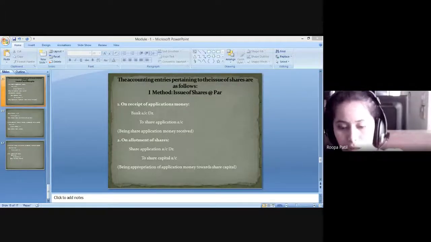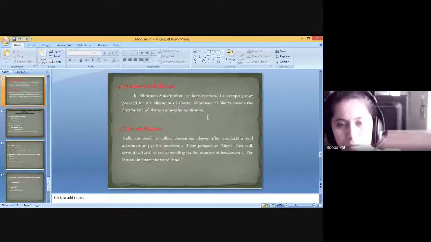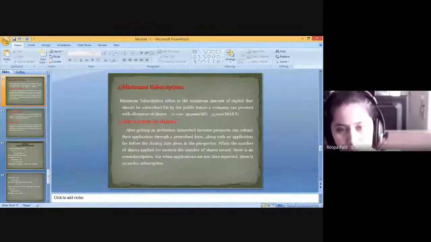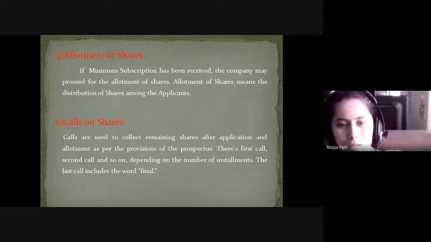Only these three things: application, allotment, call. Keep in mind that only these three things: application, allotment, calls on shares. These calls on shares depend on the problem. I'll explain the journal entries.